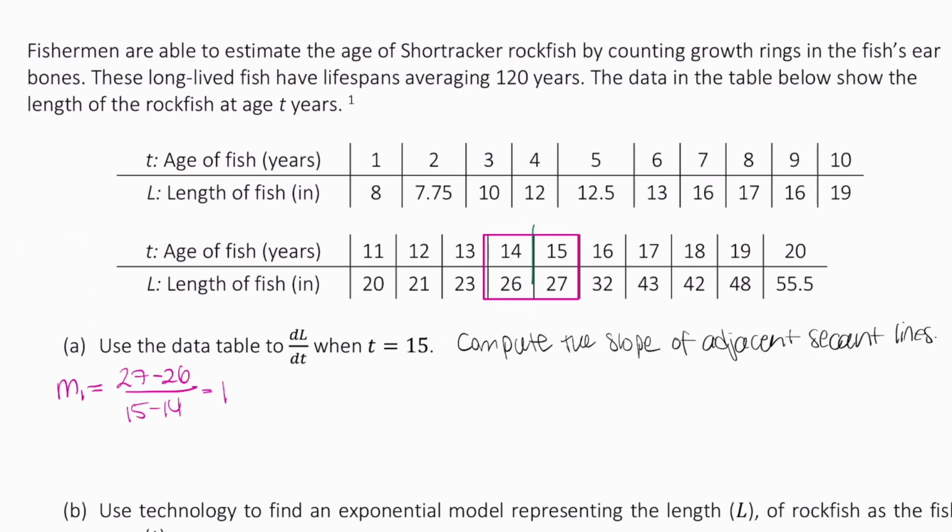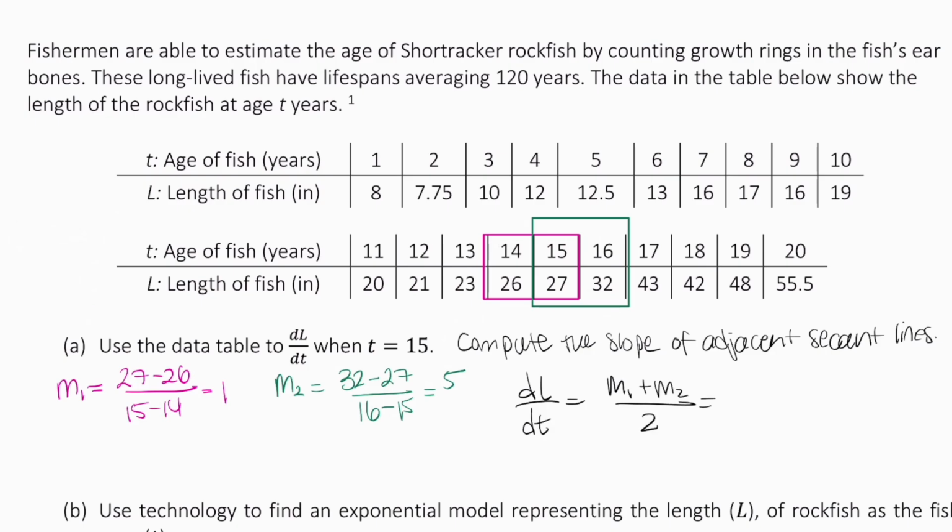Next, let's compute the slope of the line connecting (15, 27) and (16, 32). We'll call this slope m2, and this is equal to 32 minus 27 divided by 16 minus 15, and this just comes out to 5 over 1, which is 5. Now let's add those two slopes together, and that'll give us dL/dt once we divide it by 2. So dL/dt can be estimated by adding together m1 plus m2, then dividing by 2. This equals (1 plus 5) over 2, which is 6 over 2, which is just 3.